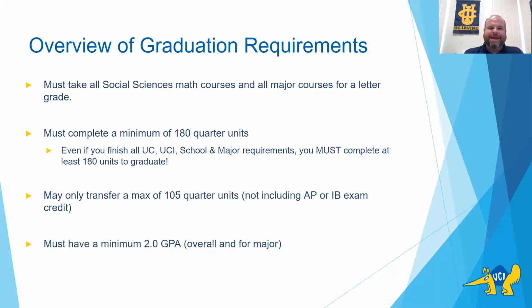And then the last thing is, and I'm sure all of you have aspirations of a higher GPA, but at least everyone has to have a minimum of a 2.0 GPA in order to graduate. So basically when everything's done within your major and overall, you have to have at least that in order to be eligible to graduate.